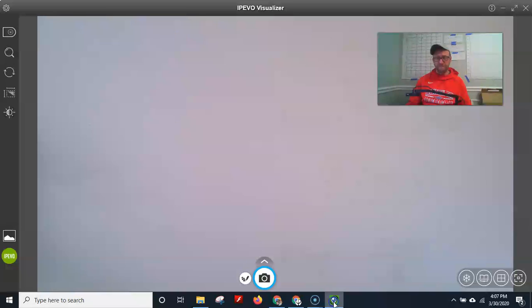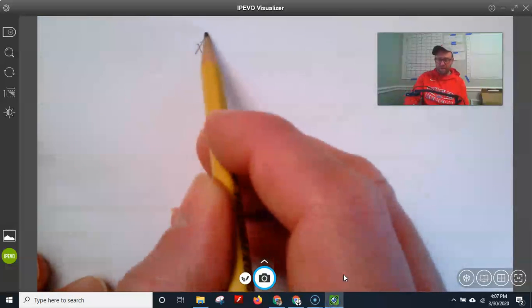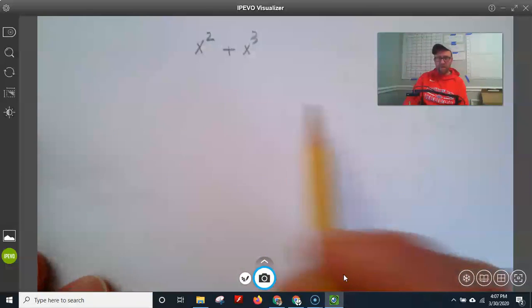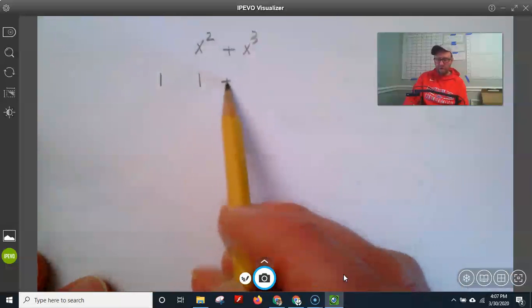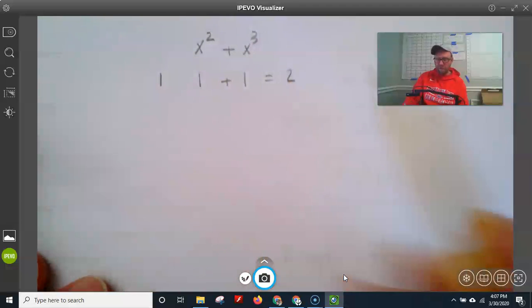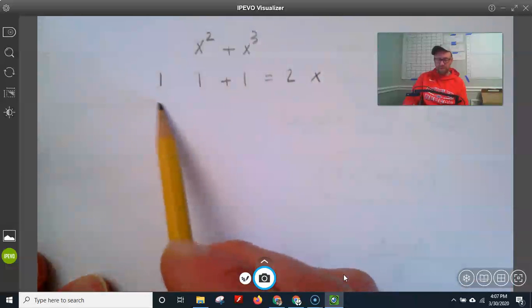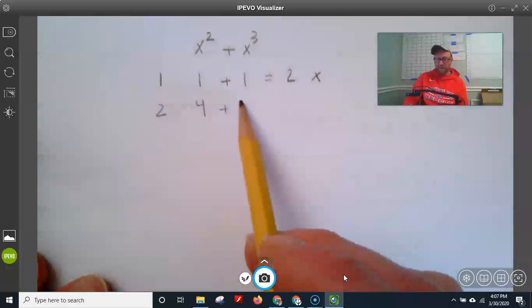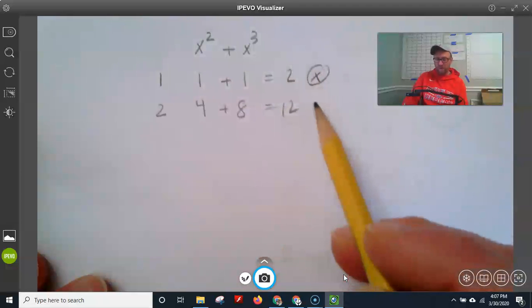So let's take a look. I've got x squared and x cubed. Now I'll make a little chart here. We'll start with 1. 1 squared is 1. 1 cubed is 1. Equals 2. Is 2 a perfect square? Nope. Let's see, 2. 2 squared is 4. 2 cubed is 2 times 2 times 2, three 2's multiplied together. That's 8. That's 12. Is that a perfect square?